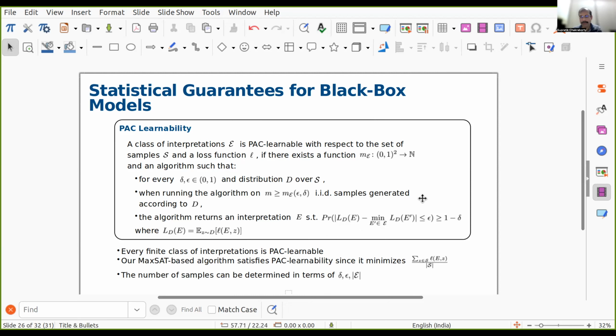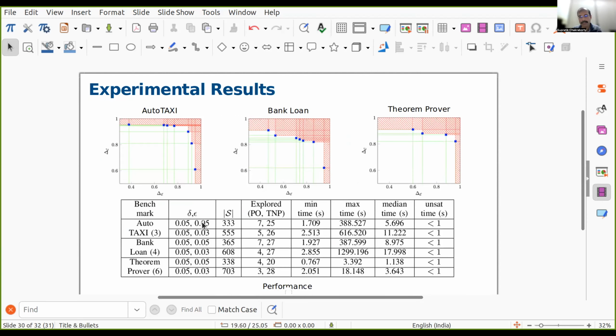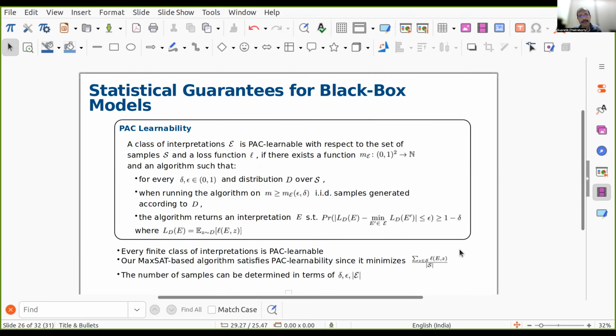So think of, for example, we took delta as 0.05 and epsilon as 0.05. So we are saying that with 95% probability, whatever loss our chosen interpretation is getting, by just looking at this smaller set of IID samples sampled according to the distribution D, is going to be within 0.05 of what the best interpretation in this class could have given you over the same entire input space according to distribution D.